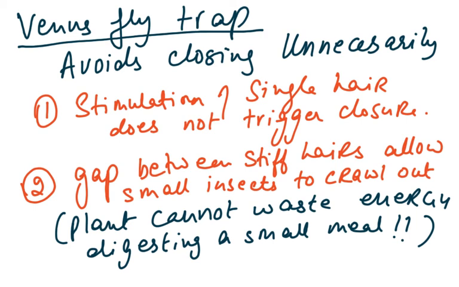Then the gap between the stiff hairs allows small insects to crawl out. Because you see, small insects are not going to be very beneficial for the Venus flytrap. So the plant cannot waste energy by digesting a very small meal. So it is not going to close. This is how it prevents wastage of its energy, by not closing on something which is very trivial and from which it is not going to get any benefit.